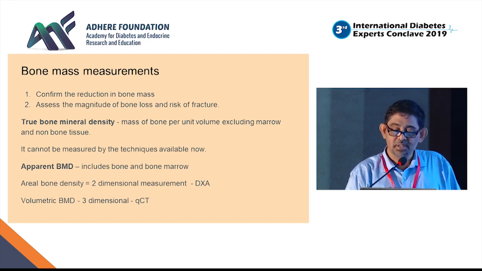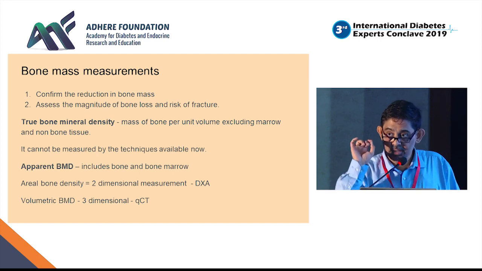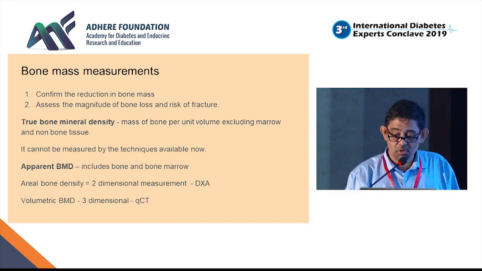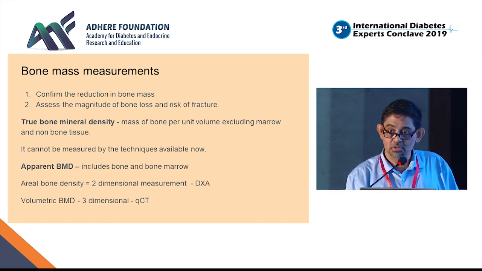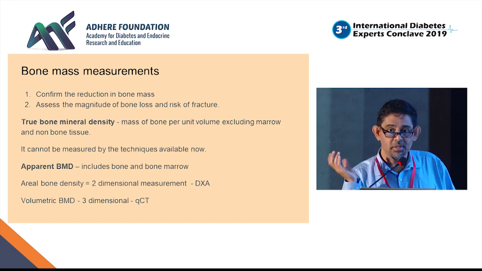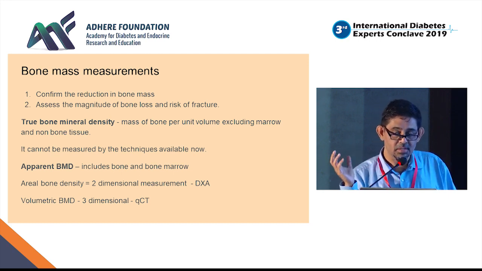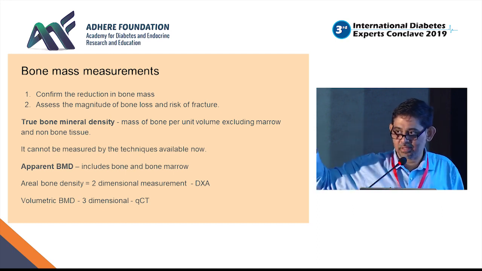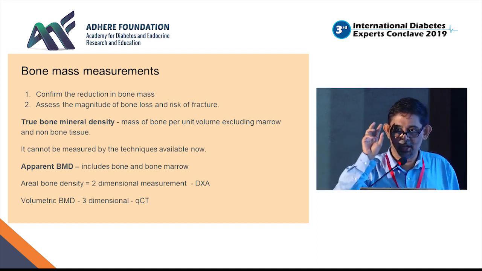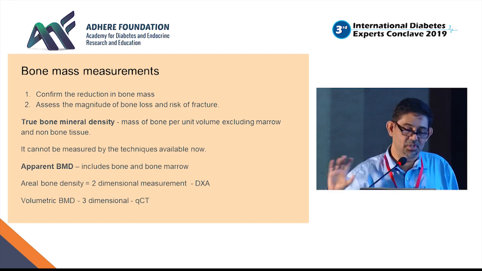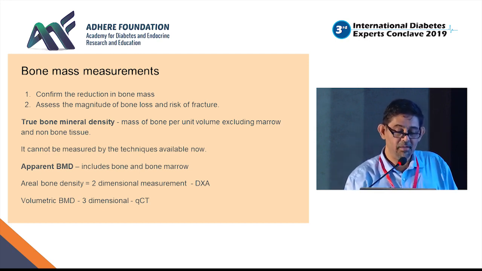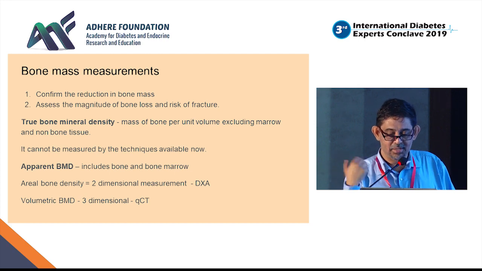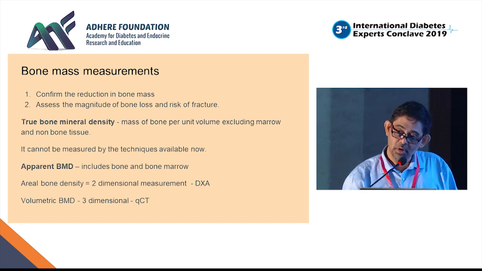True bone mineral density, that is the density of the bones without looking at the marrow or the other soft tissue, is something that we cannot do. We do not have a test which looks at an area and takes out everything else, including the bone marrow, and only tells you something about the bones. It does not happen. And so we have apparent bone mineral density, which includes the bone as well as the bone marrow.